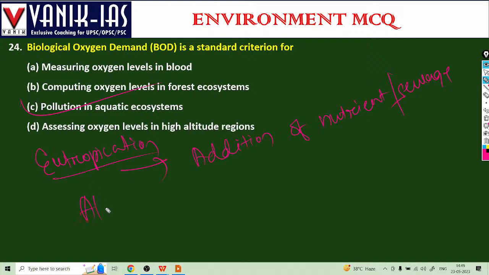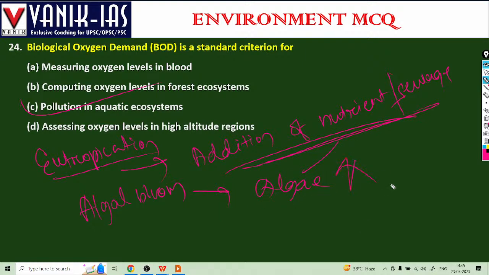Then what happens is algal bloom occurs. What is algal bloom? When these nutrients get added, because of these nutrients the algae in an environment increase. The aquatic plant species inside the aquatic environment increase. And after some time they die, and when they die, they decompose. And when they decompose, they utilize dissolved oxygen.